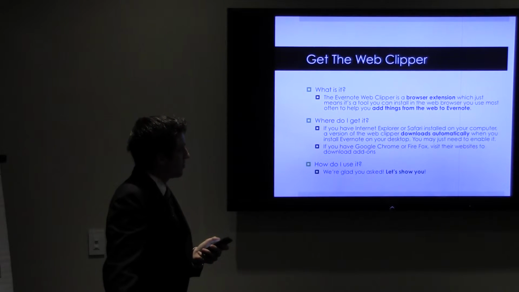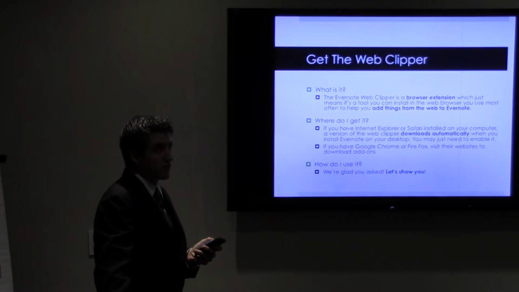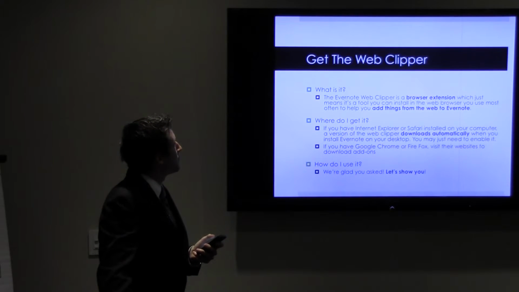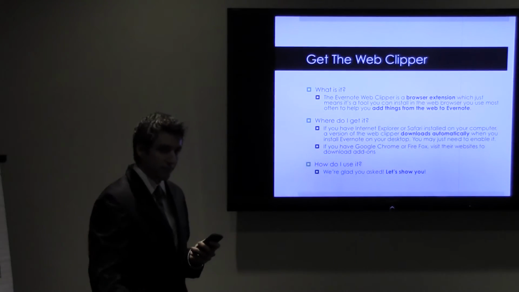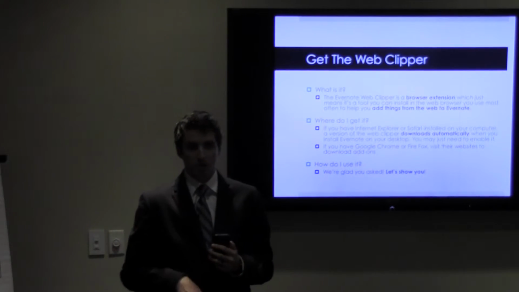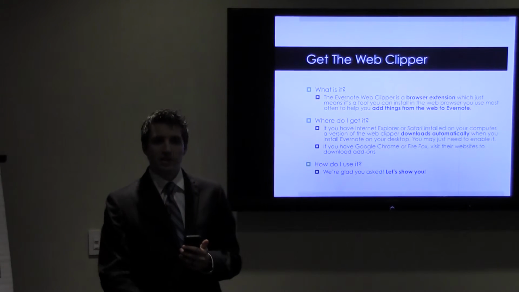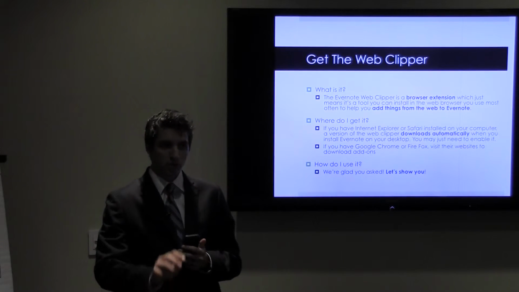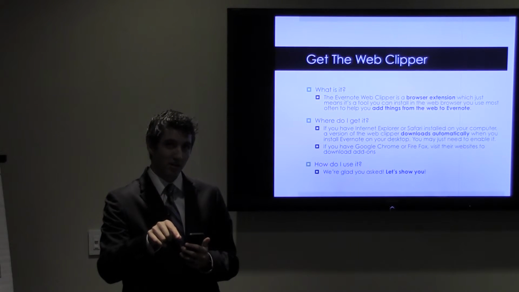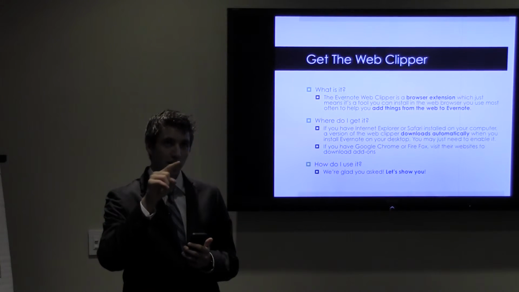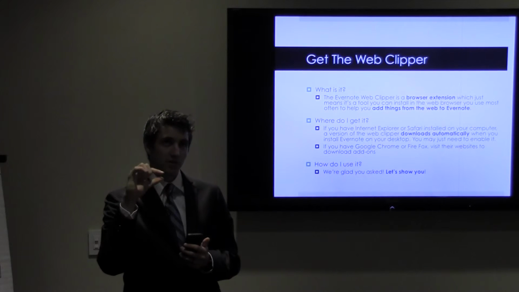Now here's the web clipper. This is pretty cool and pretty useful. The Evernote web clipper is a browser extension, which means it's just a tool you can install in the web browser you use most often to help you add things from the web to Evernote. So you use Chrome, right? You would download the Evernote web clipper, and let's say you're reading ESPN, really cool article. On the Mac there's a little elephant at the top near the address bar.